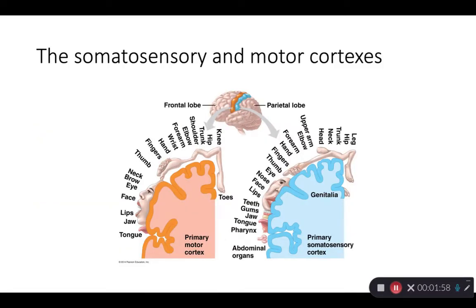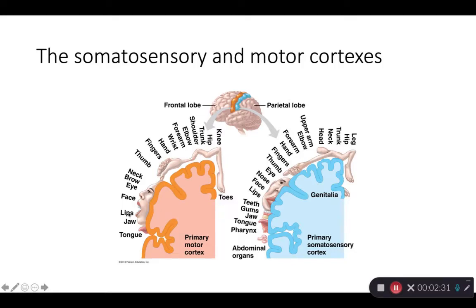All right, so a couple of areas that are very interesting within the cerebral cortex are what's called the somatosensory cortex and the motor cortex. Those are shown here. This orange stripe is the location of the motor cortex within the brain, and the blue stripe is the area of the somatosensory cortex within the brain. In the case of the motor cortex, these are going to be cell bodies of neurons that are going to control skeletal muscles in different areas of our body.